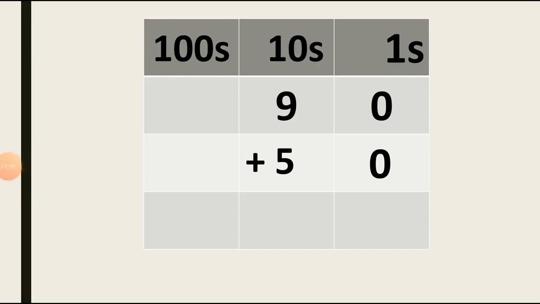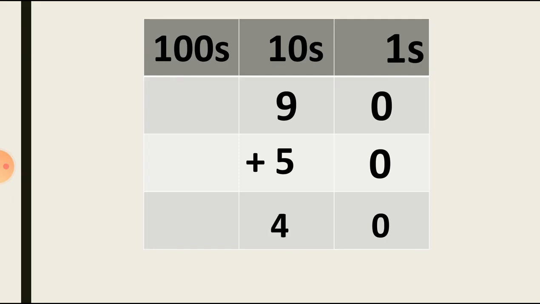Next one, the next example. Here is the ones column, 0 plus 0. So the answer 0 will come. You can write down 0 under the ones column. Then let's move to the tens column, students. Here is 9 plus 5. How much is 9 plus 5? 9 plus 5 is equal to 14.